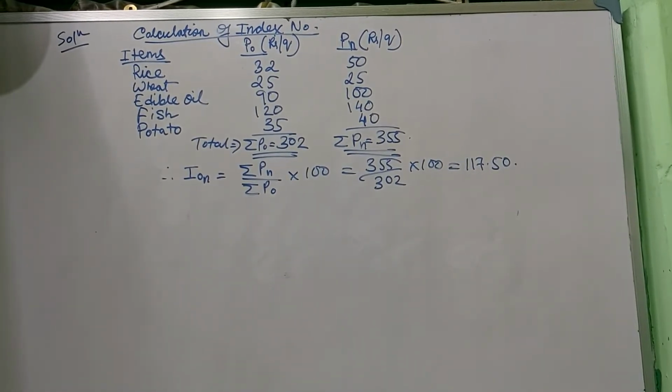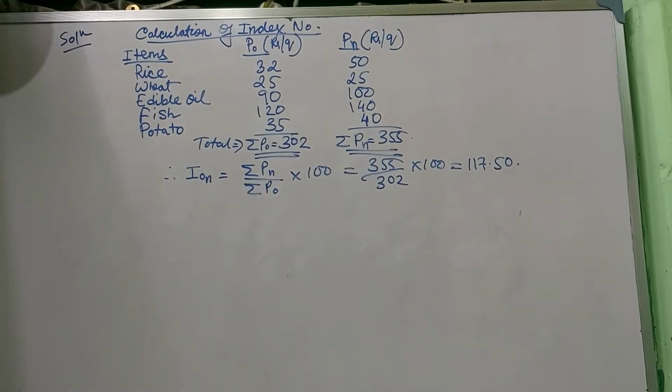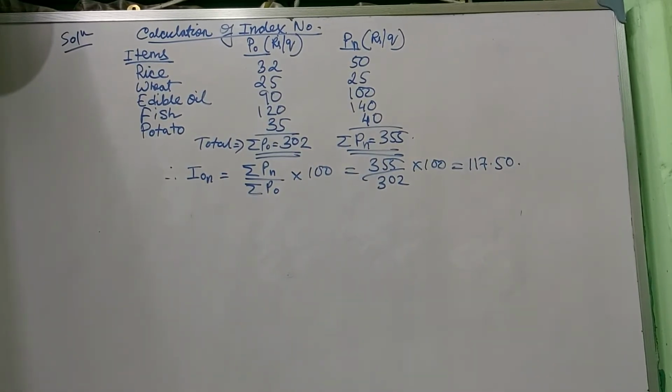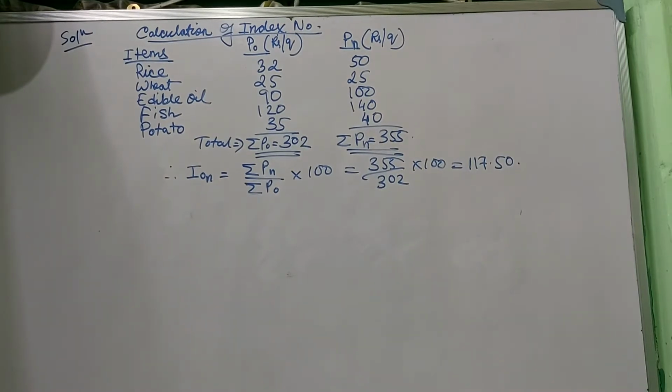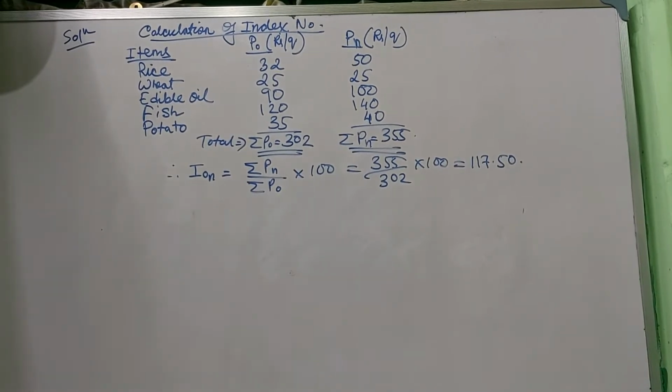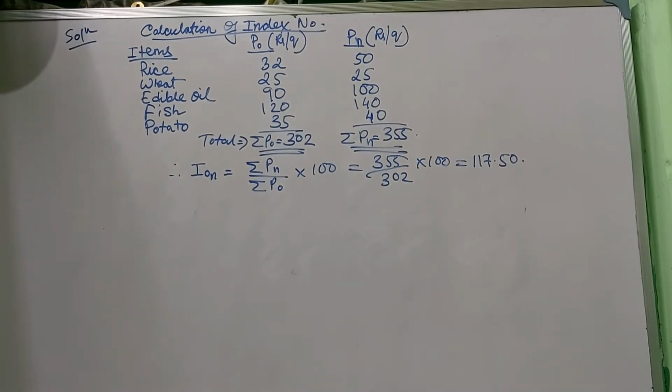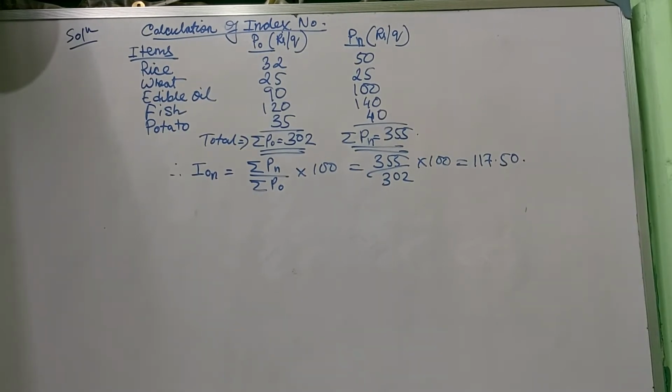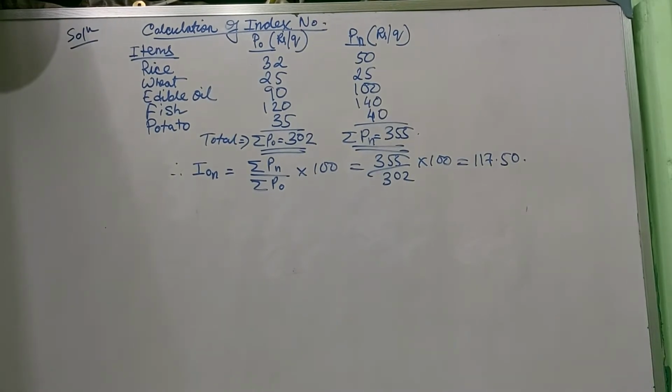Today I will discuss the formulas regarding the weighted aggregate method. I've talked about the simple aggregate method in terms of price. Now the weighted aggregate method has been divided into four parts: Laspeyres, Paasche, Edgeworth-Marshall and Fisher's. I will just discuss the formulas today, and if time permits I will start with the sums. Okay, so let's start with the weighted aggregate method.